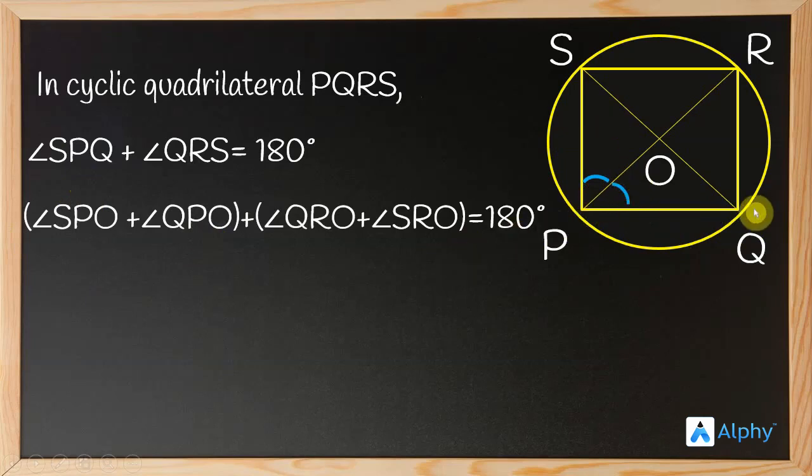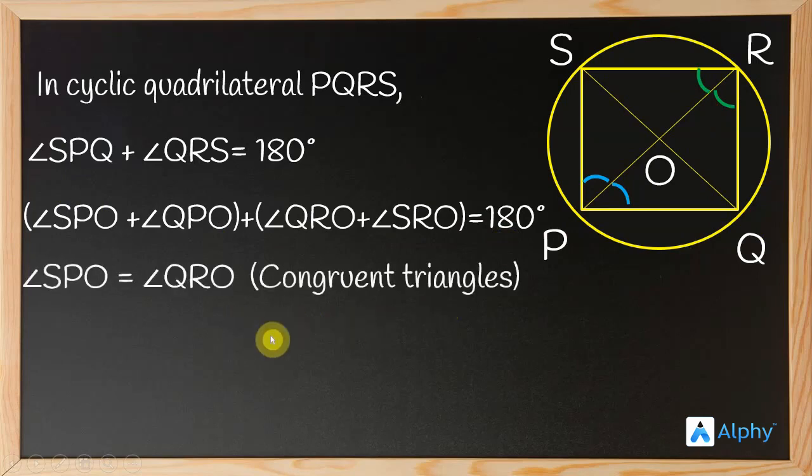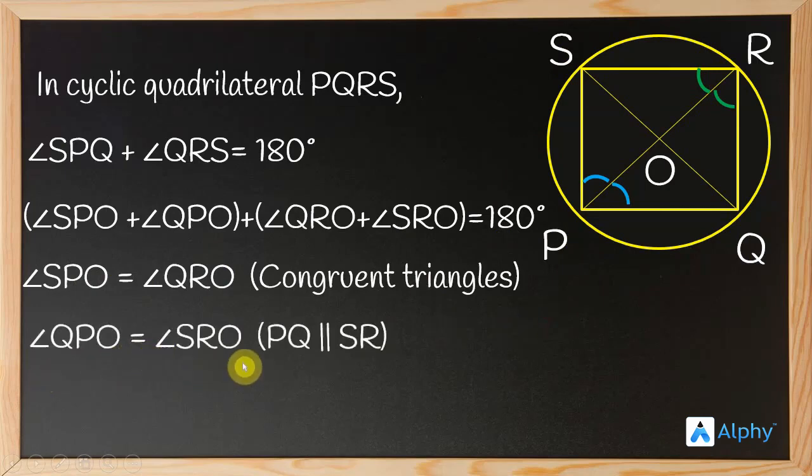And similarly, angle QRS is a sum of angle QRO, which is right here, and angle SRO, which is marked right here. So this is also equal to 180 degrees. And now, we have proved this already, that for congruent triangles SPO is equal to QRO, and when you take a look at triangles QOP and SOR, you'll also get that angle QPO and angle SRO are equal.